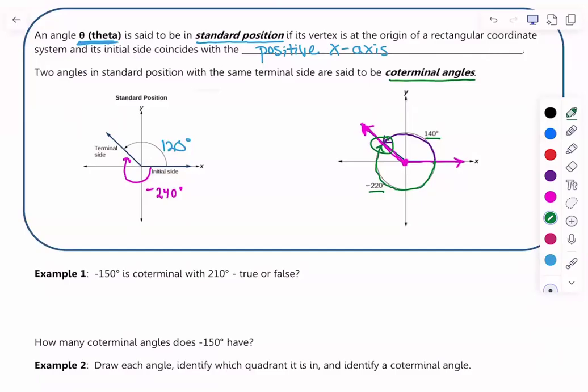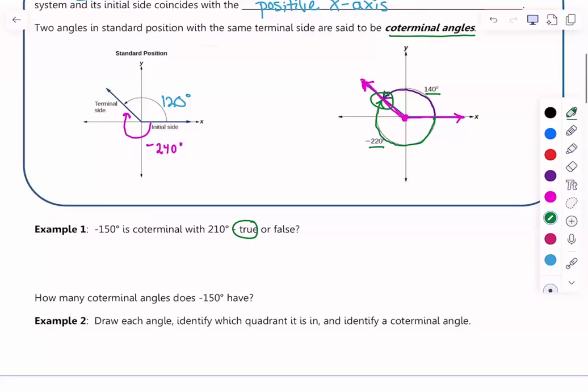Okay, so for example one, negative 150 degrees is coterminal with 210. Would you say that's true or false? You could figure that out by checking whether they create 360. So it looks like this one would be true. Let's give ourselves a visual. If you're going to draw your standard angles on your own, you'll give yourself x and y axes and put it in standard position, so the initial side is on the positive x.